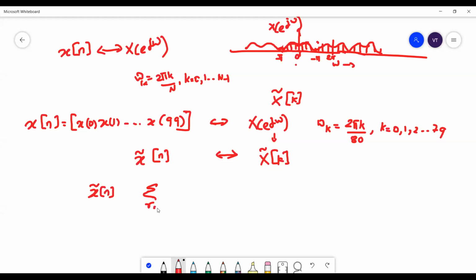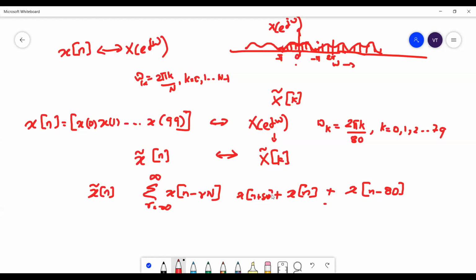So this could be the sequence x tilde of n is equal to the sum over r from minus infinity to plus infinity of x of n minus r N. So this could be x of n plus rN also, but let me expand this: x of n for r equal to 0, plus for r equal to 1, x of n minus 80, plus x of n plus 80 for r equal to minus 1, plus x of n minus 2 into 80, plus x of n plus 2 into 80, plus etc.